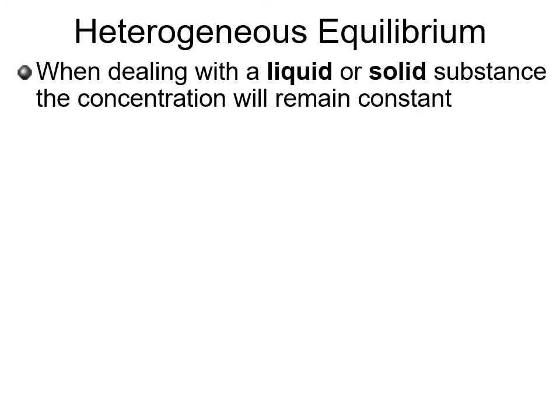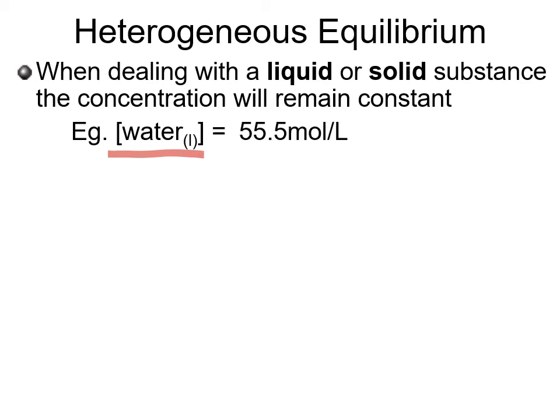Now, heterogeneous equilibria. When we have a solid or a liquid substance, we know that their concentrations can't change. They remain constant. For example, what is the concentration of liquid water? It's 55.5 moles per liter. If you had a liter of water, there would be 55.5 moles of water in there. That is its concentration, and it essentially does not change. You can't really compress it or expand it, so the amount of water within a given volume should remain almost entirely constant.